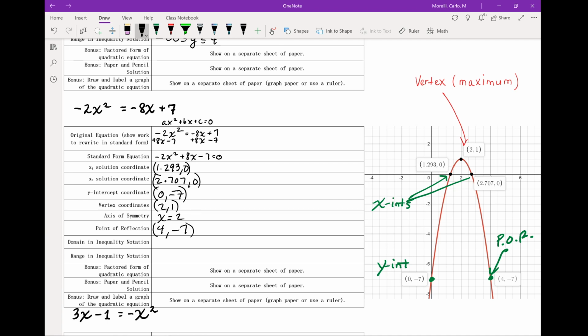All right, the domain. What's the domain for all quadratics, everybody? Negative infinity less than or equal to x less than or equal to positive infinity. Now I'm going to leave it open. I'm going to let the screen catch up. What is the range?